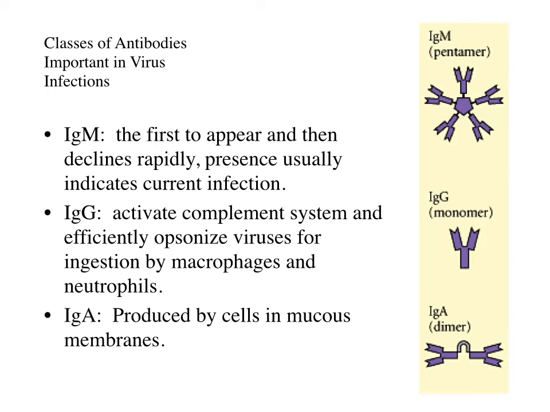IgG readily crosses the walls of blood vessels and enters tissue fluids. It can cross the placenta and confer passive immunity to the fetus. And then we have IgA. That prevents attachment of virus to the epithelial surface. It's found in body secretions such as saliva, perspiration, and tears. IgA is present in mother's milk.